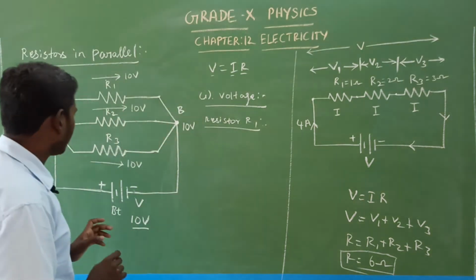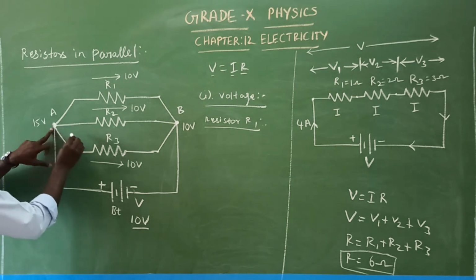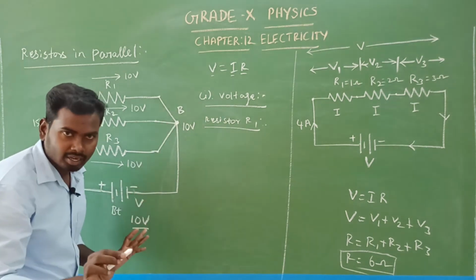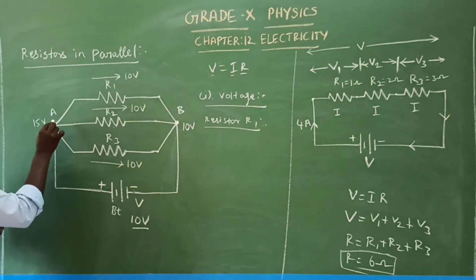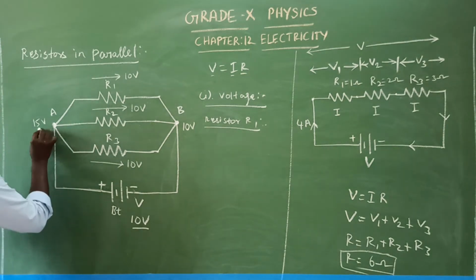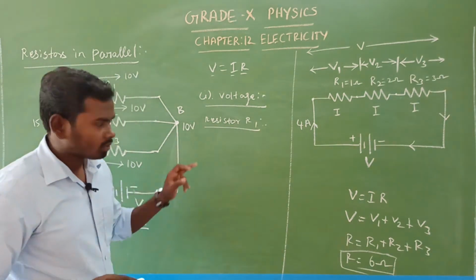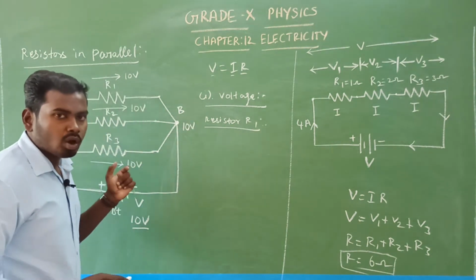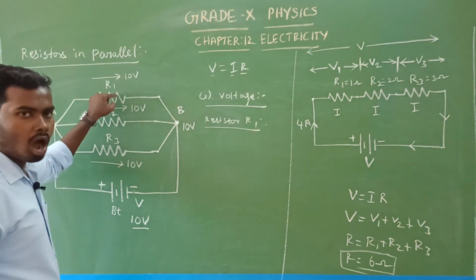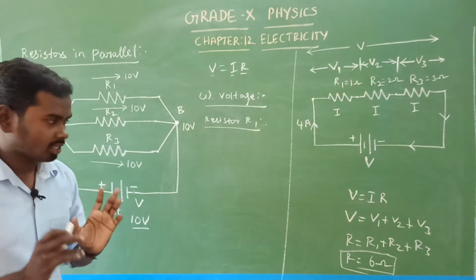Okay, students. Look at here. All the resistors have one end connected to point A, and the other end connected to point B. Is it clear? Yes. At point A, the potential, just for an example, is 15 volt. At point B, the potential is 10 volt. Now we are going to find out the potential difference across the resistor R1 only.